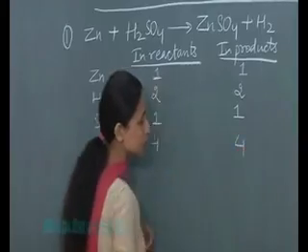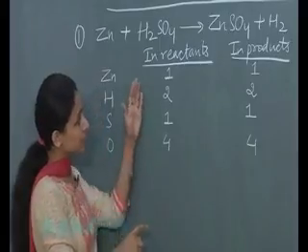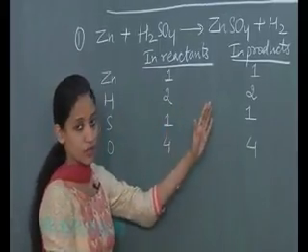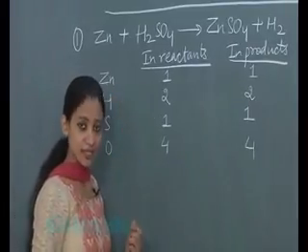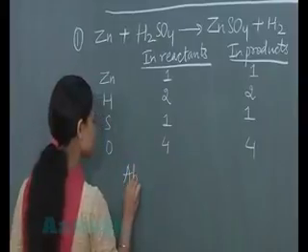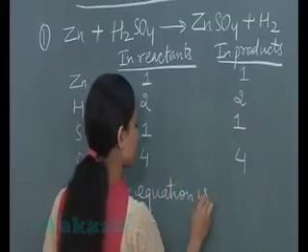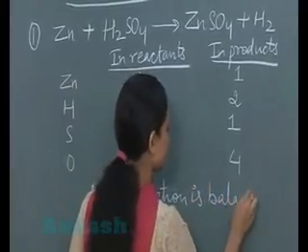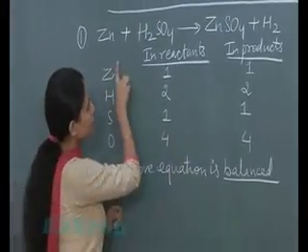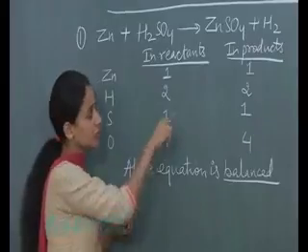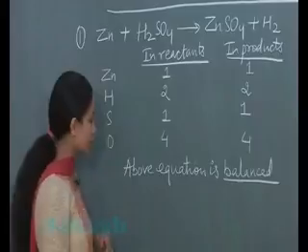So students, when you see that the total number of atoms of each element is same in the reactant side as well as in the product side, such equations are known as balanced equations. So the above equation is balanced. So the equation representing the reaction between zinc and sulfuric acid giving you zinc sulfate and hydrogen is a balanced equation. Let's see a few more examples.